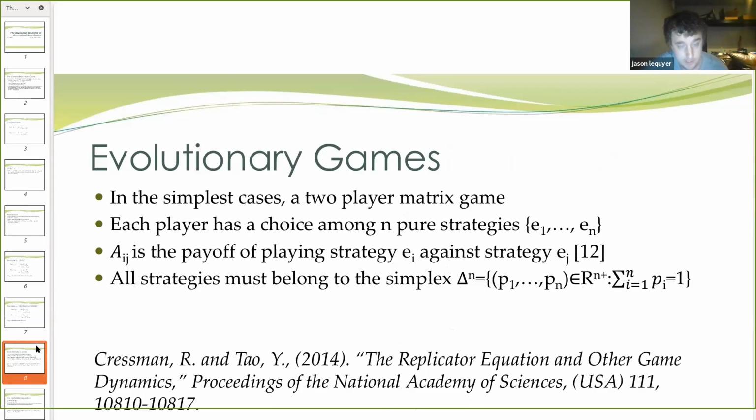And so evolutionary games, on the other hand, in the very simplest case, are a two-player matrix game where each player has a choice among n pure strategies, and there's a payoff matrix, essentially. It's very, very simple. And then all strategies are probability vectors, essentially. They all must sum to 1 because these are used to represent proportions of some population adopting some certain strategy. So they all have to add up to 1. So they belong to this simplex here.